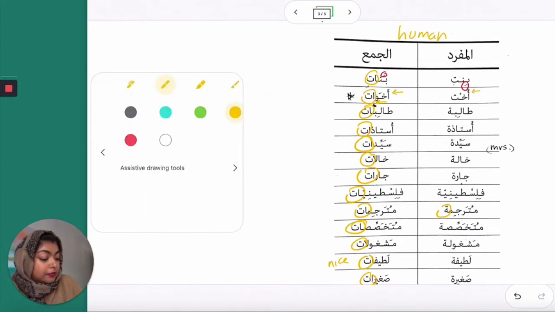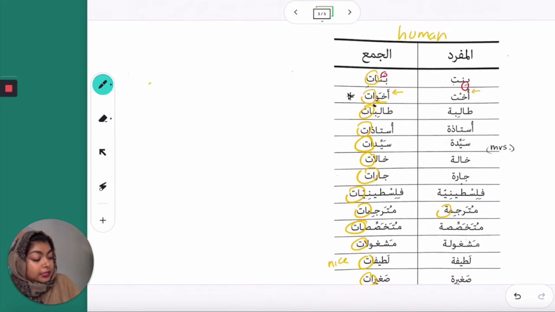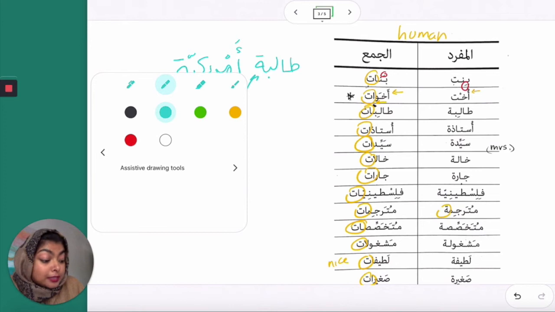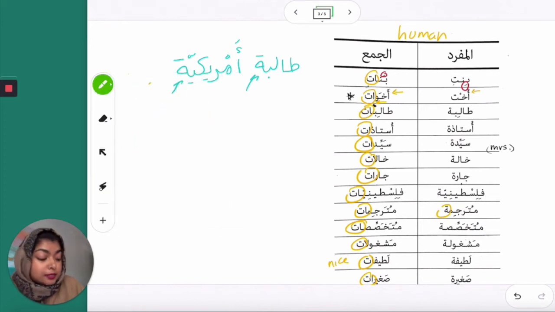Let's look at an example. If I say طالبة أمريكية, which is a female student that is American, so an American female student. An American student that happens to be female. Okay. So if I want to make this plural, to say American female students, we take this word طالبة and it becomes طالبات.